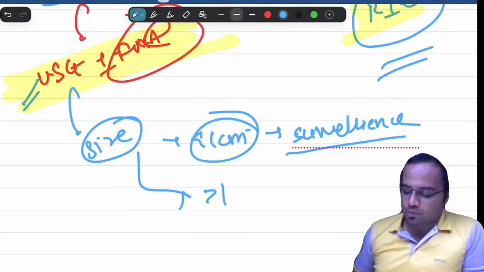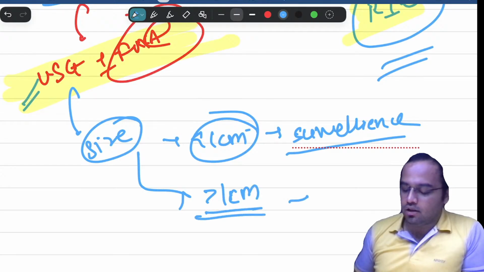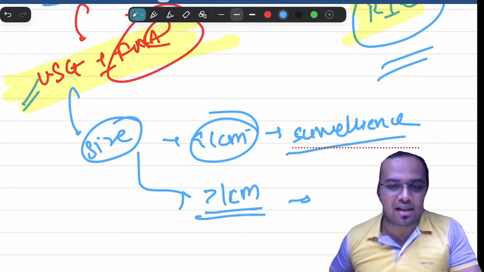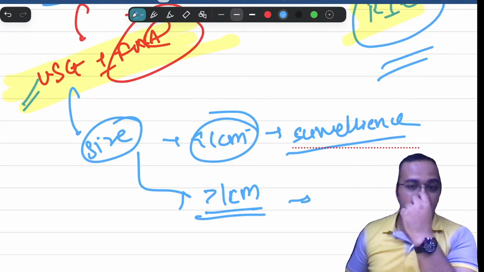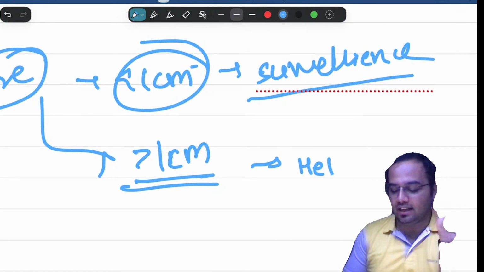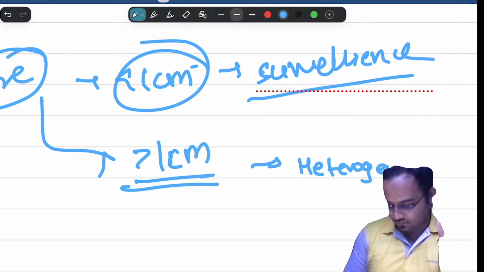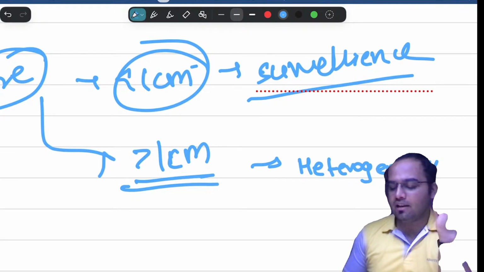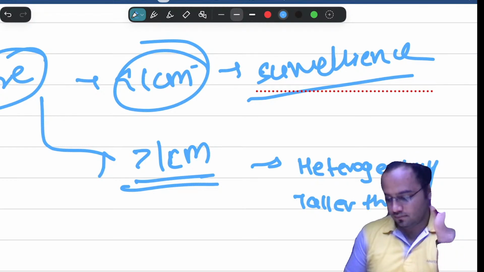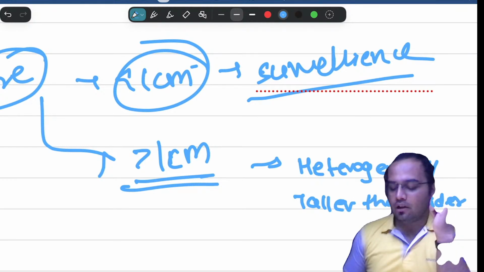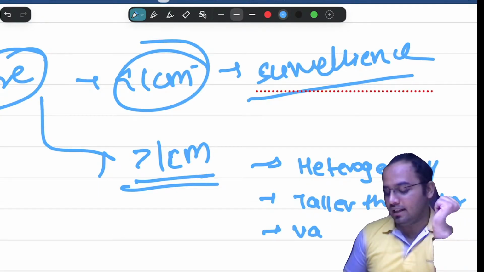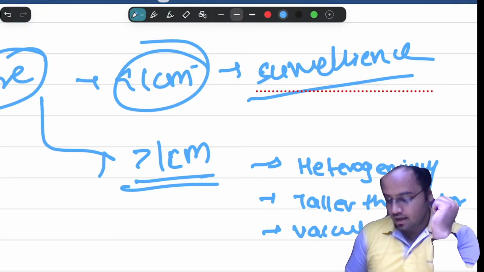Sir, if the lesion is more than 1 centimeter, then what are the things you are going to check in that? So they are going to give you what is called TIRADS, the Thyroid Imaging Reporting and Data System. So what are the things they are going to look for? They are going to look for heterogeneity. Then they are going to look for taller than wider nodules. Sir, तीसरा कौन सा चीज इंपॉर्टेंट है? So it is going to be vascularity. चौथा कौन सा है?